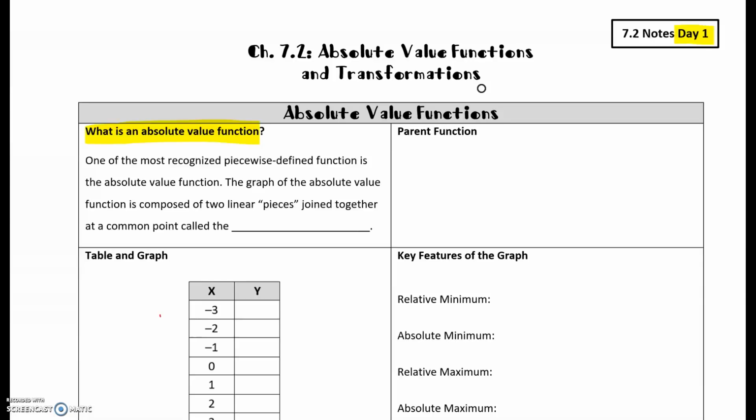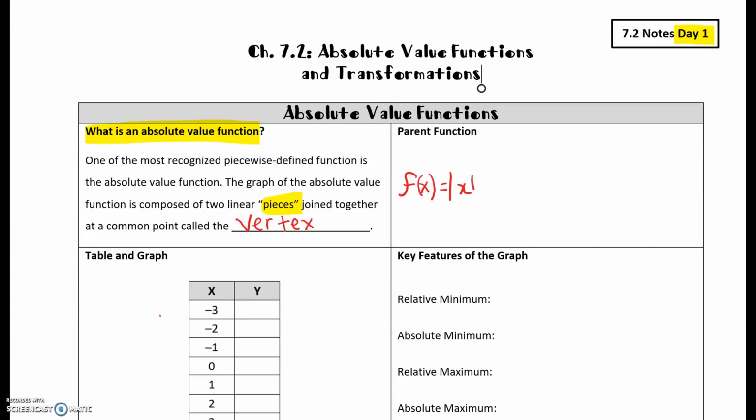The graph of the absolute value function is composed of 2 linear pieces joined together by a common point called the vertex. So in the previous lessons, we have studied piecewise defined functions, and we have learned that it is linear pieces on a graph with restricted domains. So this is going to be our parent function of an absolute value.